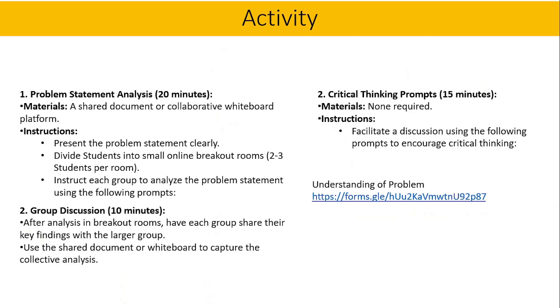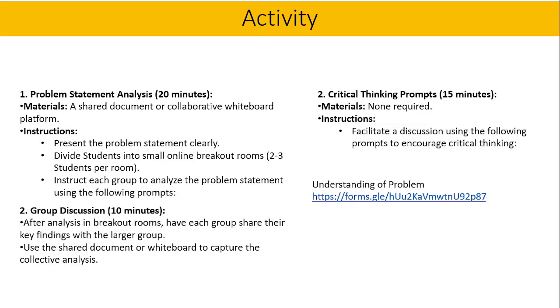In our classroom, how do we conduct the activities? You may use materials such as a whiteboard. You may give the whiteboard to them for problem statement analysis. You may give the instructions to them. Present the problem statement clearly. The sugarcane machine is the biggest problem.